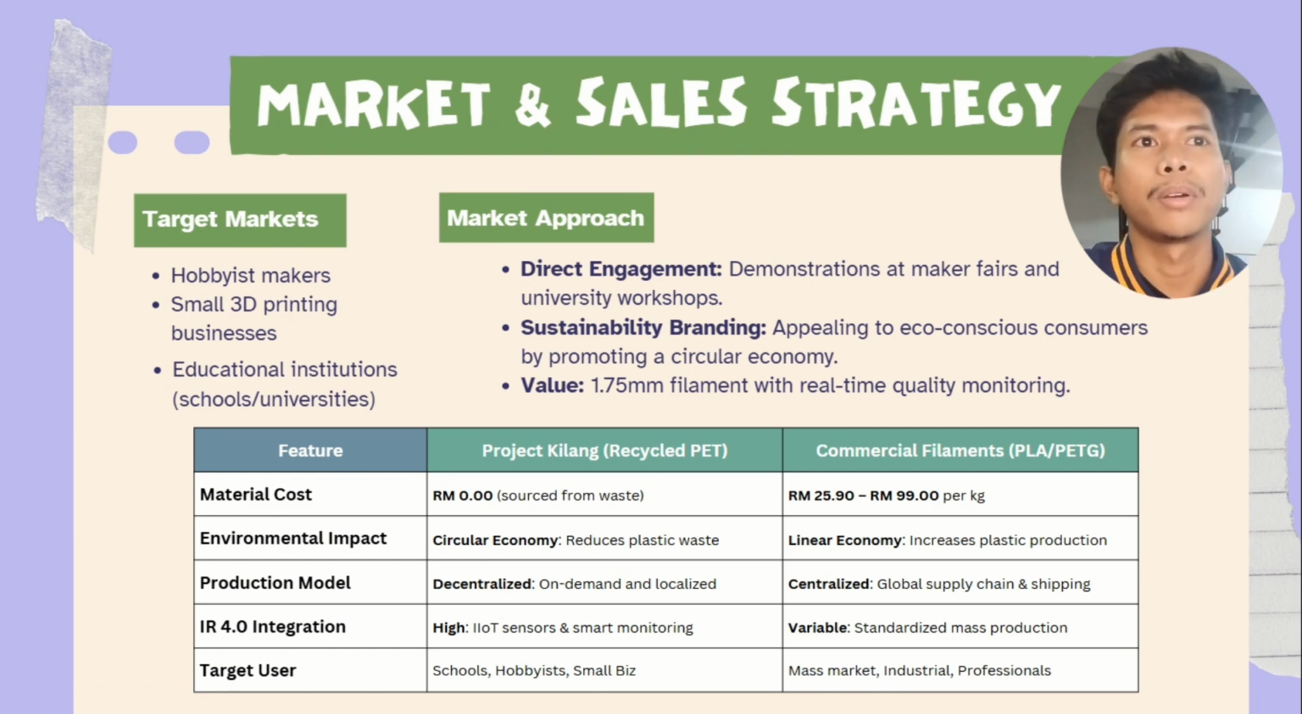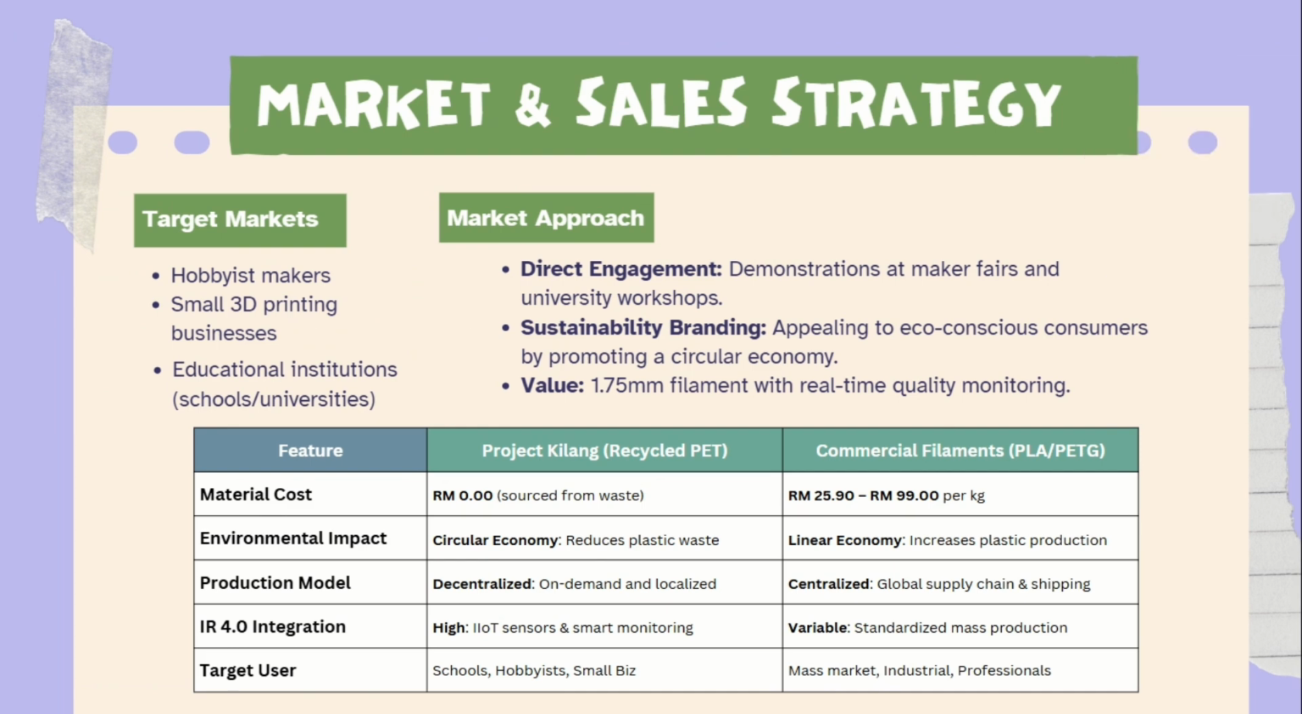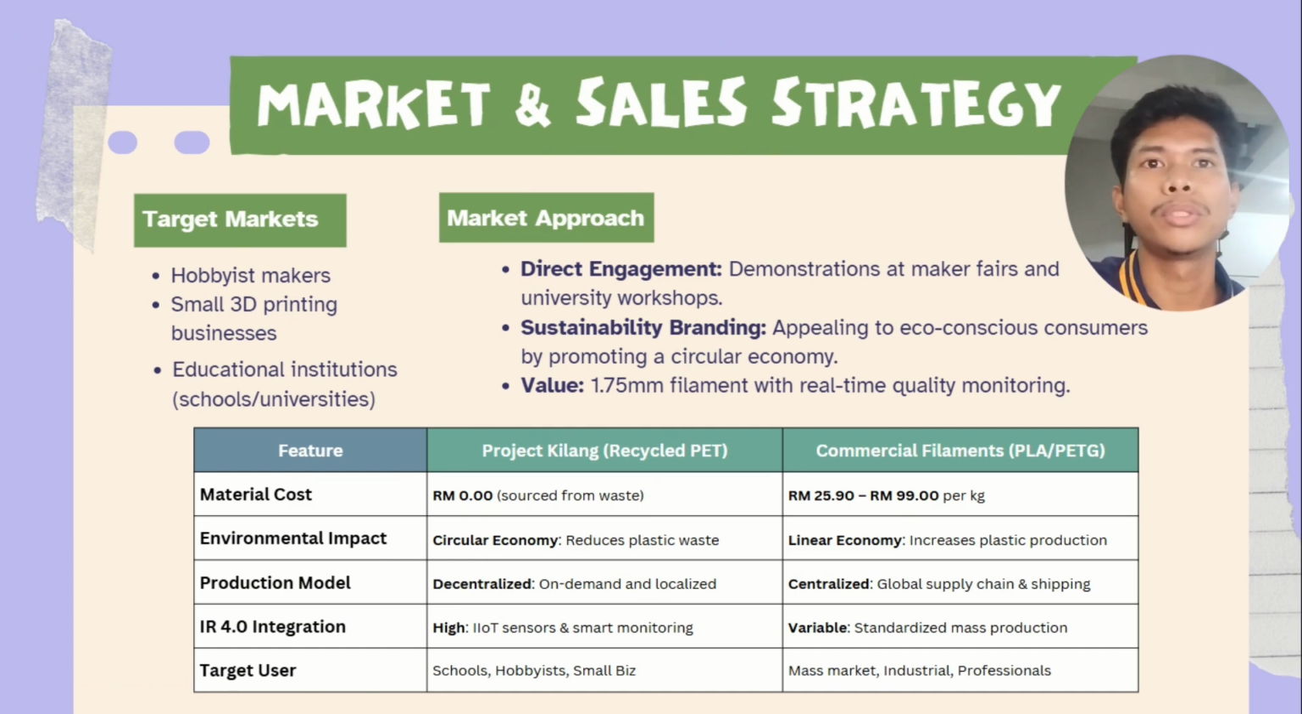So the value is 1.75 mm filament with real-time quality monitoring. By implementing this project, we will reduce material cost and environmental impact. The production model is on demand and localized, whereas commercial filament is a global supply with shipping. For the IR 4.0 integration, we will be using sensors and smart monitoring, whereas commercial filament is standardized mass production. And like I said earlier, our target users are institutions, hobbyists and small businesses, whereas commercial filament focuses on the mass market, industrial and professional.